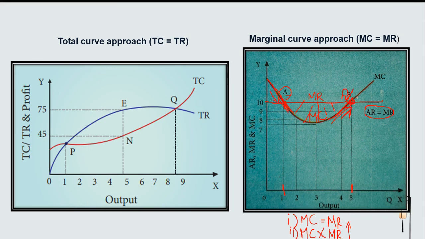Thus, for equilibrium under all market situations, 2 conditions should be fulfilled. One is that the MC curve must be equal to the MR curve. The next one is that MC cuts the MR curve from below. So these 2 conditions have to be fulfilled for any firm to be at equilibrium. I think we will stop with this, girls.